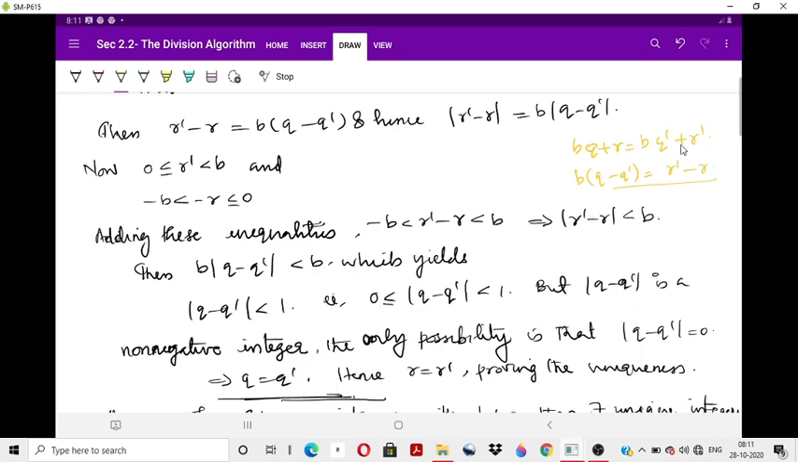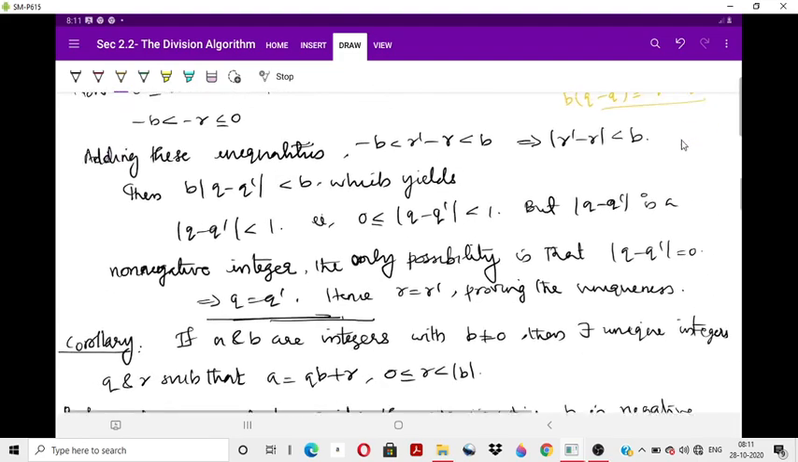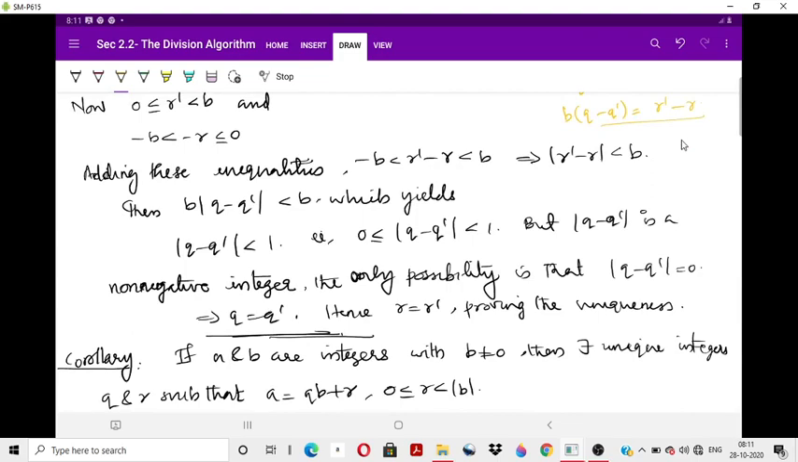Now substitute this in bq plus r equal to bq dash plus r dash. Q is equal to q dash we have obtained. So substituting that, we can cancel bq and bq dash. So r is equal to r dash. Thus we have proved the uniqueness part also.